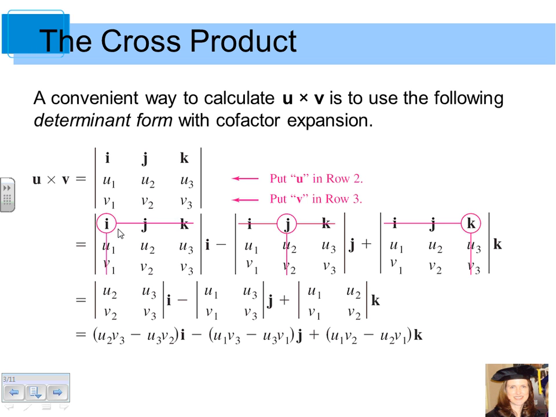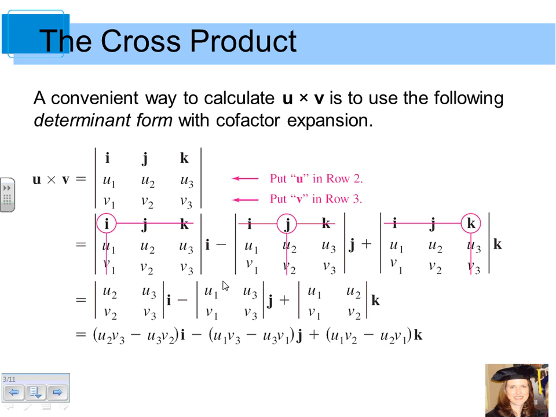The cofactor expansion is simply starting with column i, covering that up, and covering up the row, and you're left with these four remaining values that form a smaller determinant, a smaller matrix. The determinant of that smaller matrix is going to be your first component of the cross product vector. Now cover up the column j, and you're left with those four numbers.